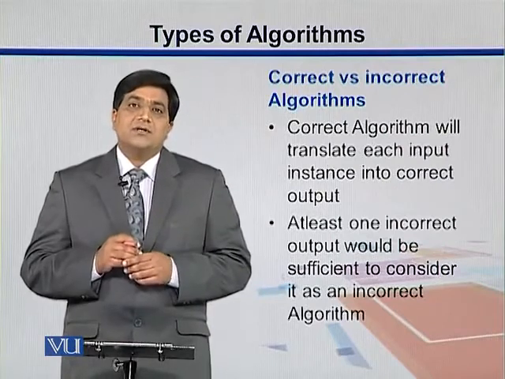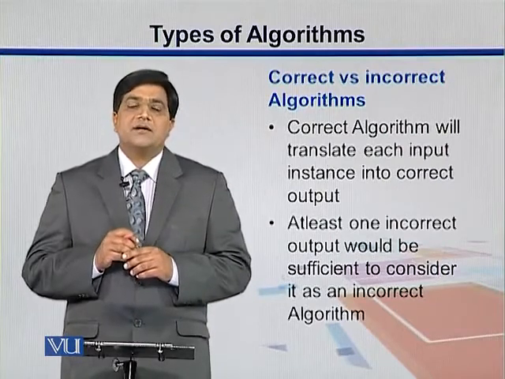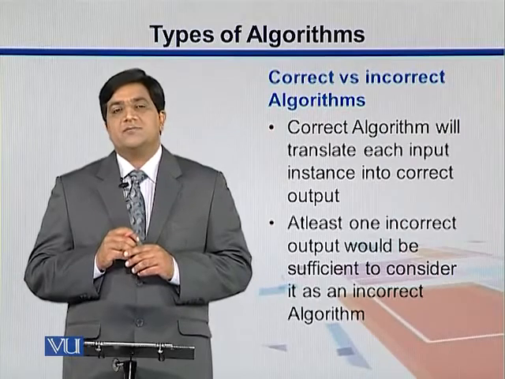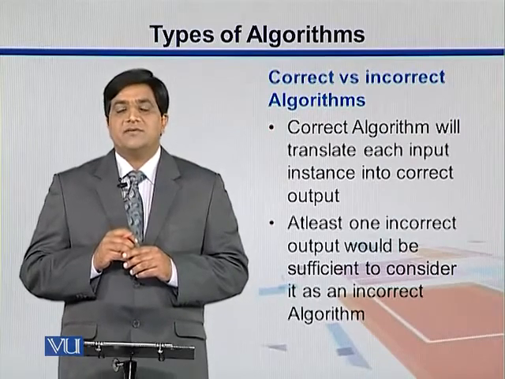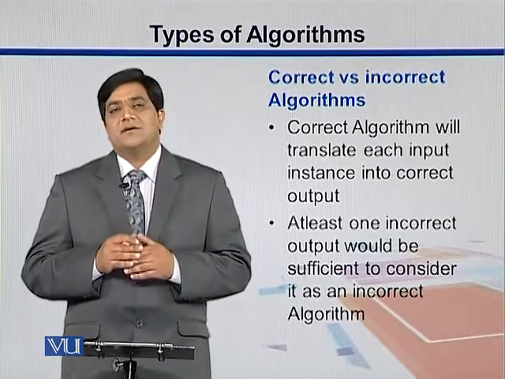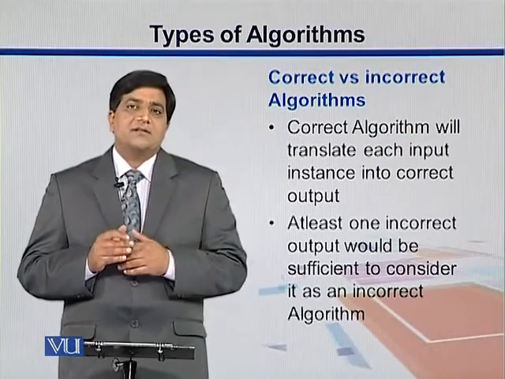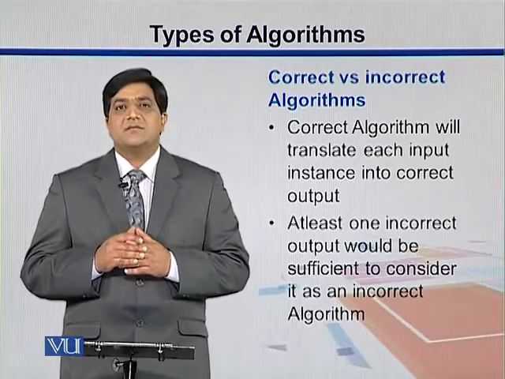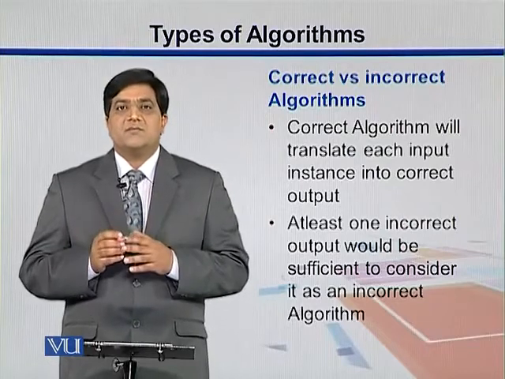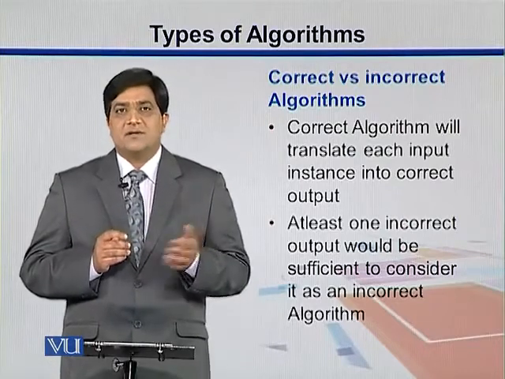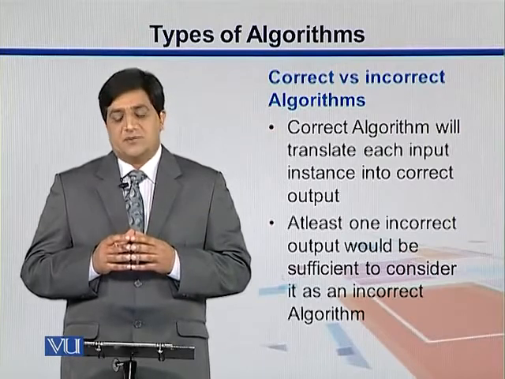We can also define a correct and an incorrect algorithm based upon what it's doing. If it's giving you the required task, that is correct. Since an algorithm has a large number of steps, if there is some problem with any of the steps, we can say that the algorithm is incorrect.